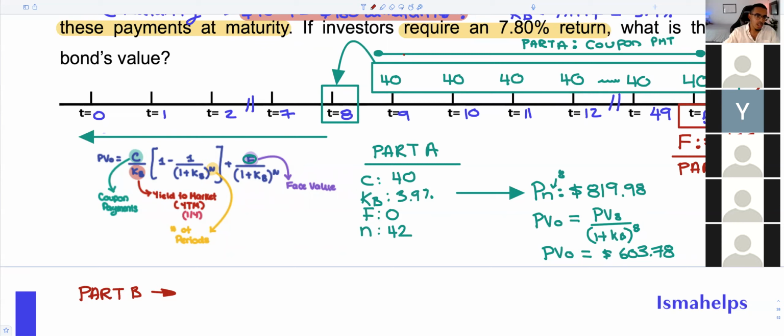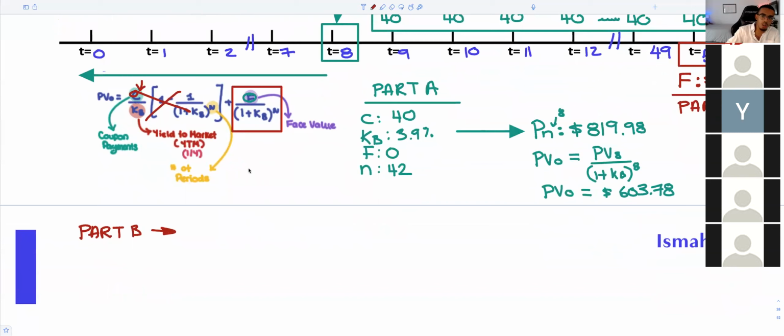So what I want you to understand is that this right here would be 0, okay? And for that reason, all of this in your formula, you won't even have to use. You will only have to use this portion of your formula, okay? And this becomes much more obvious when you define all of the things we need: we need our C, we need our KB, we need our F, and we need our N.